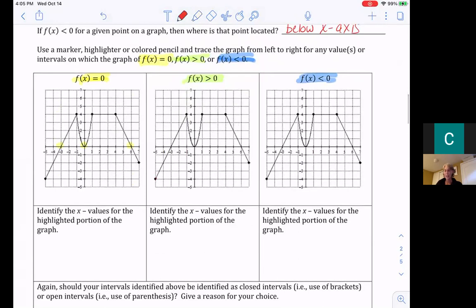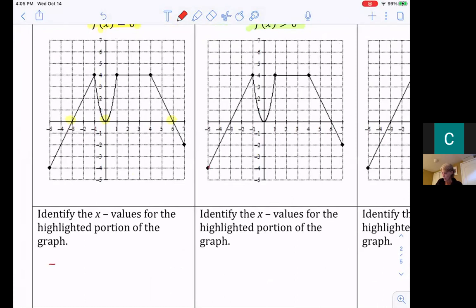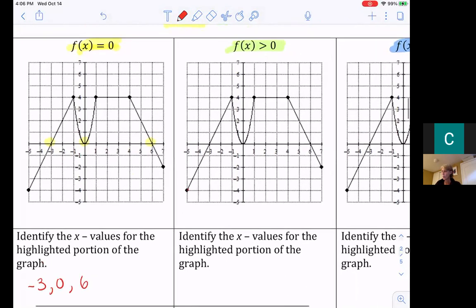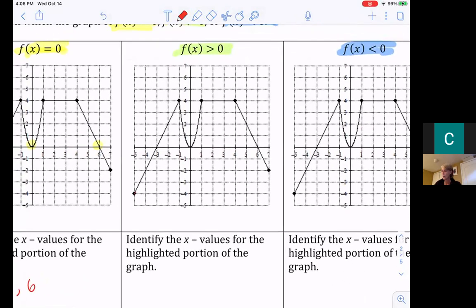Identify the x values for the highlighted portion of the graph. So when x equals -3, 0, and 6. Now we want to talk about where the graph of f of x is greater than 0. So how do we show that? Greater than 0 is above, right? Ooh, you got to be careful there. Why do I have to be careful there? Because it's strictly greater than 0. So we really have to be careful because at x equals 0, it doesn't really touch.